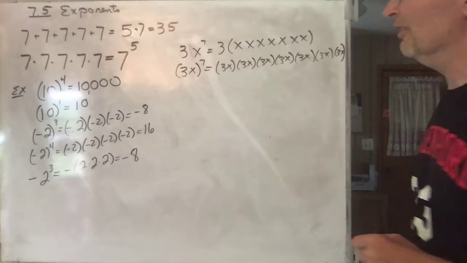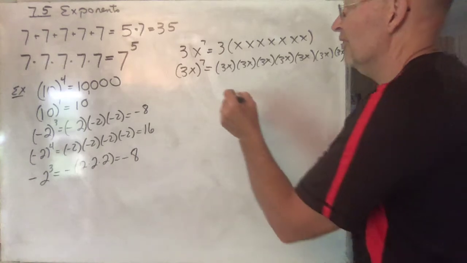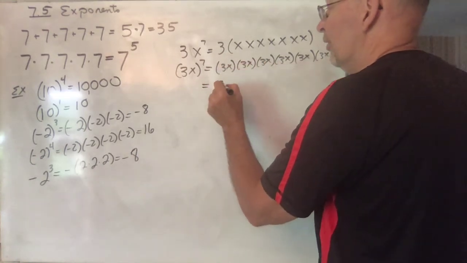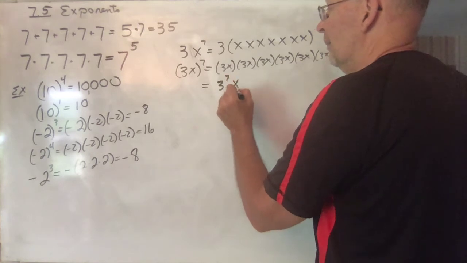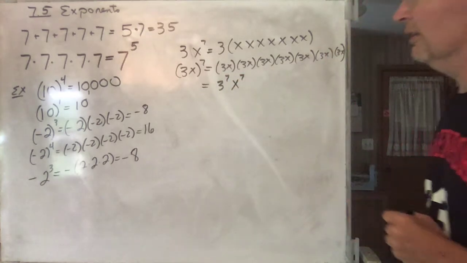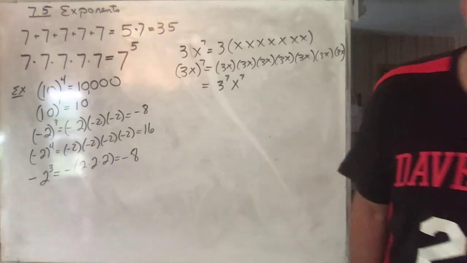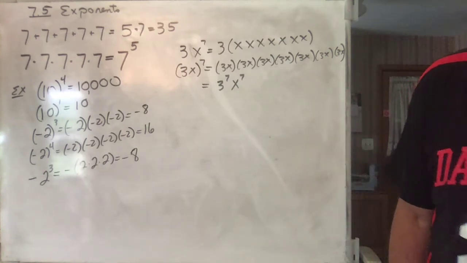Okay, I shouldn't have used such a large number. Which, if you multiply that all out, that's going to be 3 times 3 times 3. It's going to be 3 to the 7th times x to the 7th. Okay, so that's true. Okay, very good.